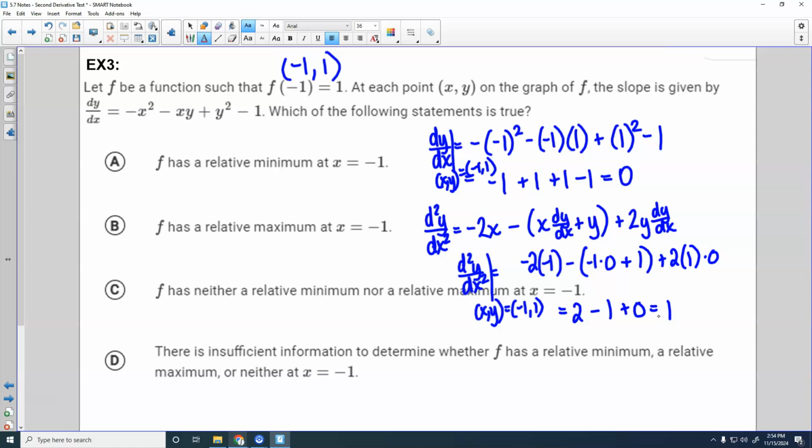Questions there? So, a positive second derivative tells me that my graph is concave up, and if the graph is concave up at that point, then you've got a relative minimum at that point, so A would be your answer there.